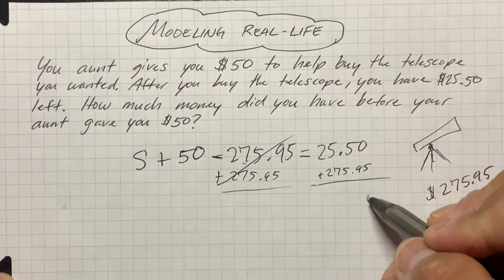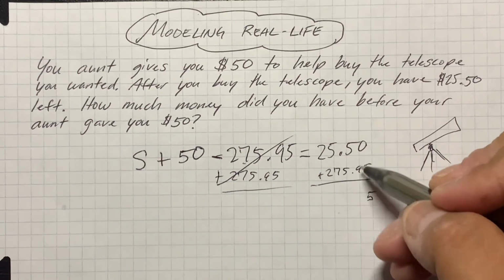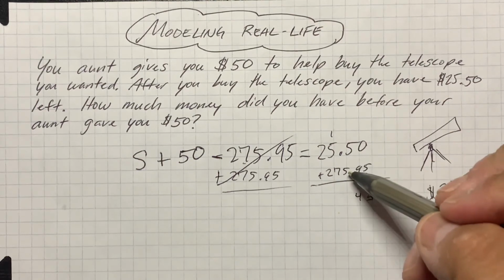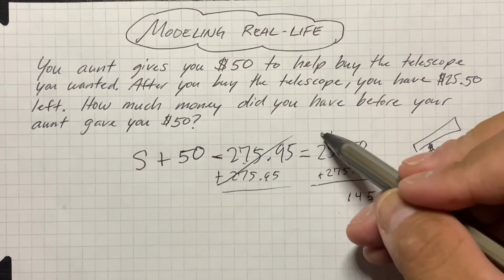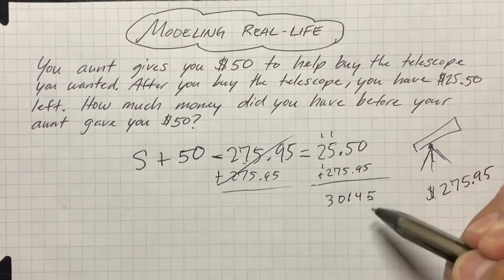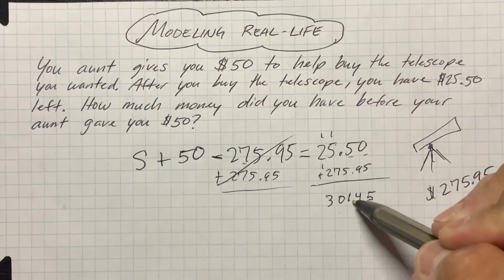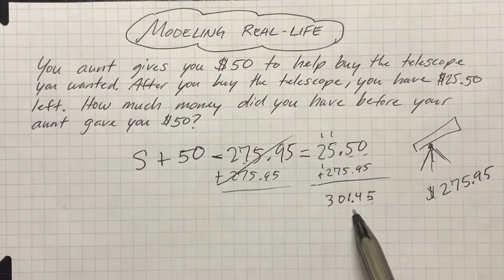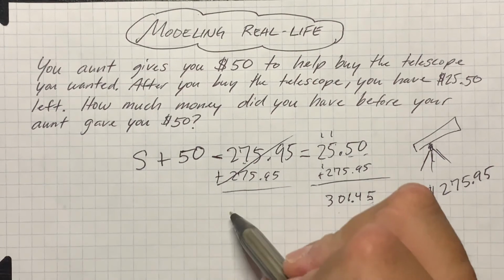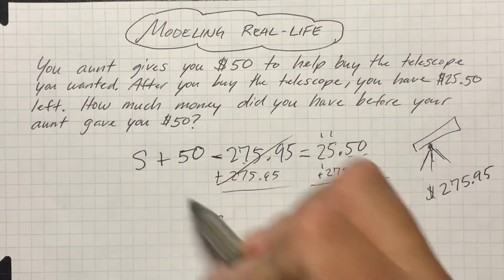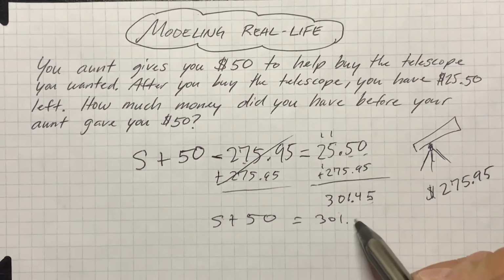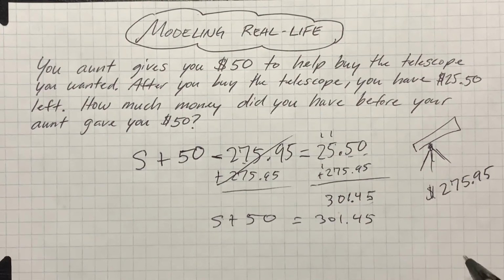0 plus 5 is 5. 9 plus 5 is going to be 14. Okay, 10, 11. Okay, 7, 8, 9, 10, and then 3. Then 1, 2, 1, 2. So this is going to be $301.45. So then we're going to rewrite the equation. S, bring this all down. S plus 50 equals 301.45. Okay, that's where we're at.